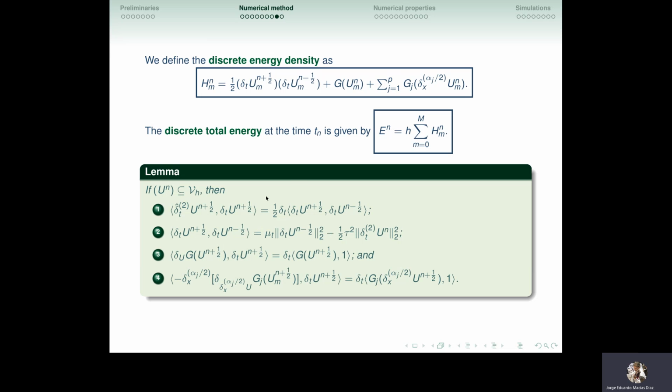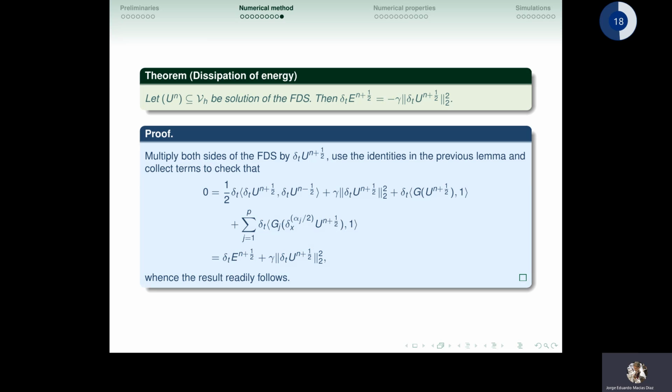We need some formulas, some expressions, in order to establish the property of dissipation of energy, which is stated next. Suppose that U is a solution of the finite difference scheme, then the discrete rate of change of energy is given by this expression. Notice that this is negative, less than or equal to 0. Thus, the energy dissipates in the system. The proof is relatively simple. We just need to use the equations in the previous lemma.